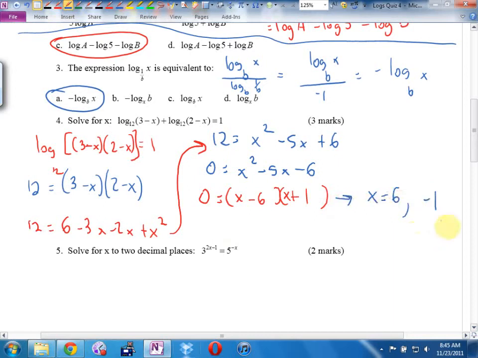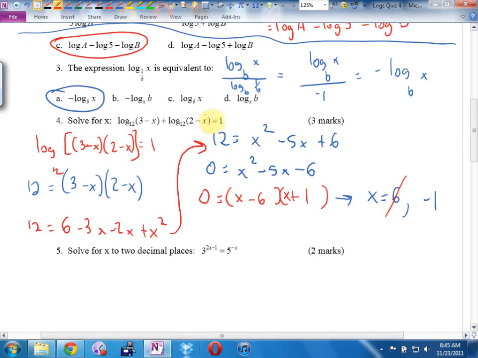We have to find out if Ryan does get his date after all. If I put a 6 in here, what's 3 take away 6? Oh no! Let's try negative 1 right here. What's 3 minus negative 1? That's okay. What's 2 minus negative 1? That's okay as well.